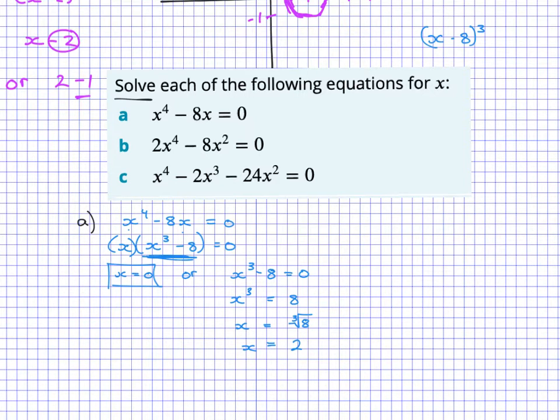All right, so this quartic only has two x-intercepts. So when you come to graph them, you'd be using that to help you.